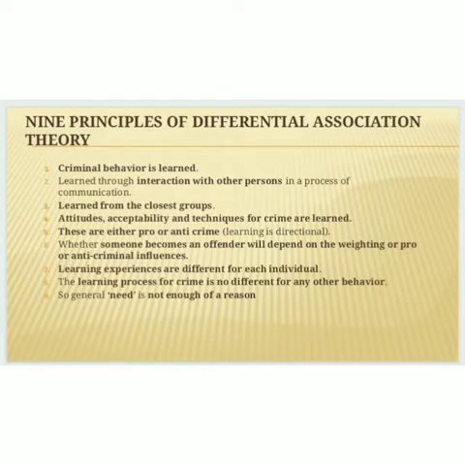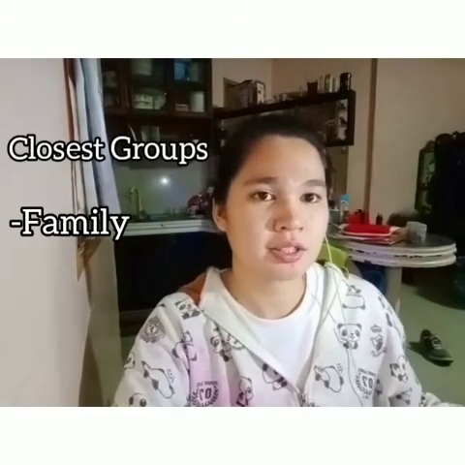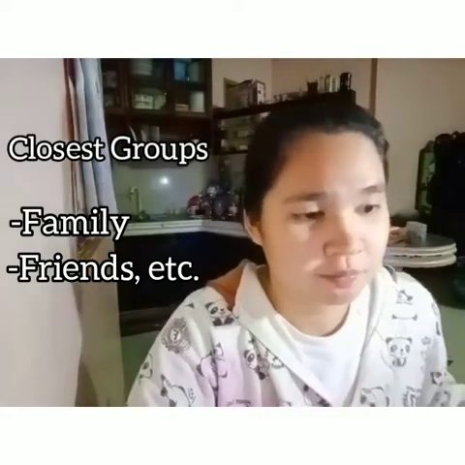So there are 9 key principles that Sutherland proposed. The first principle is that criminal behavior is learned. It is learned through interaction with other persons in the process of communication. It is also learned from the closest groups such as families, friends, and so on.